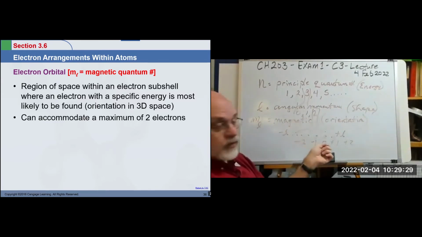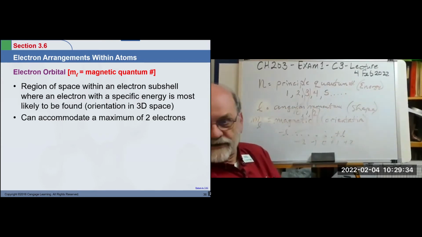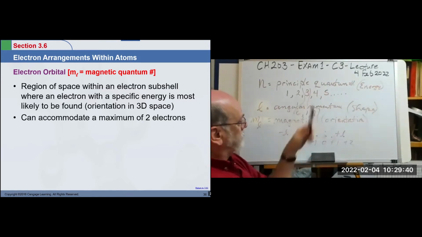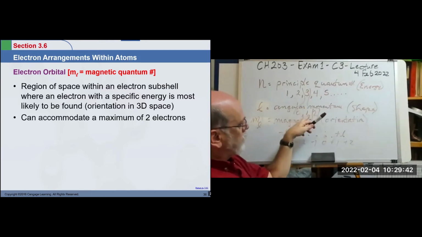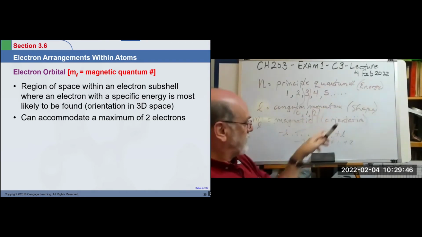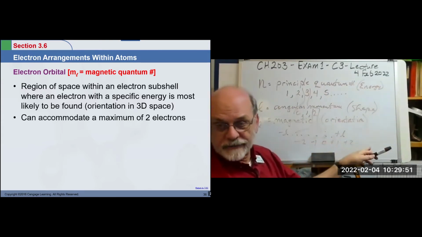1 would be minus 1, 0, plus 1. And 0 would be 0. That's it. 4 would be, 4 could give you 0, 1, 2, and 3. So let's say we have 3 for our L. Then we could have minus 3, minus 2, minus 1, 0, plus 1, plus 2, plus 3. Okay?